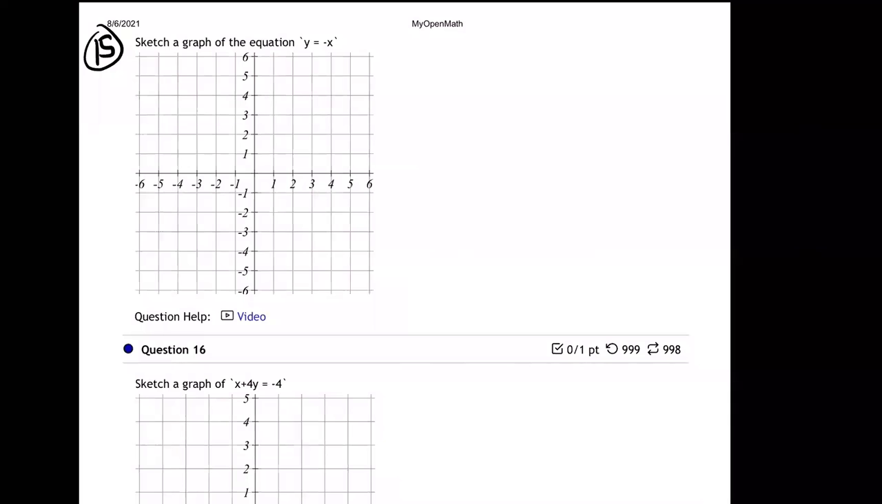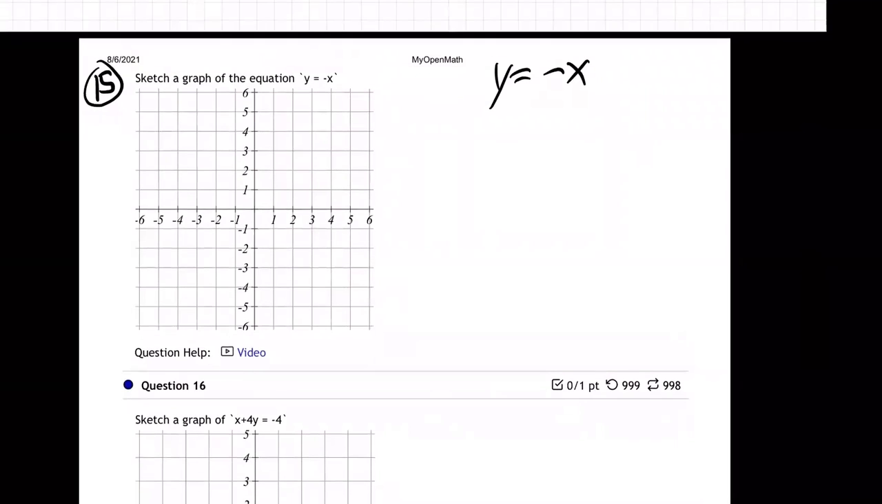Okay, so this one is y equals negative x. And they want us to graph this thing. Y equals negative x. How do we graph it? Well, remember that the number that's off to the right, and there's nothing, of course, is your vertical y-intercept. So we have no number off to the right.